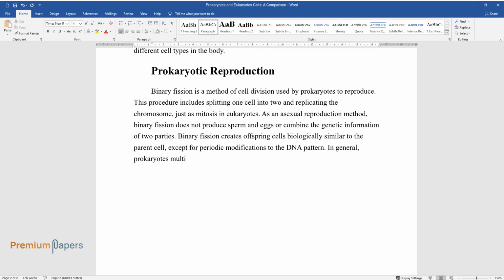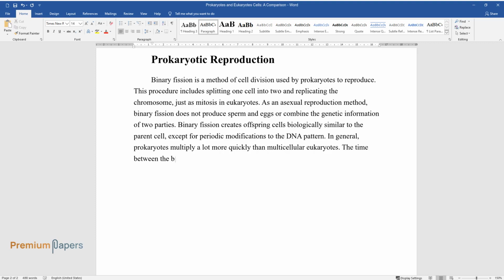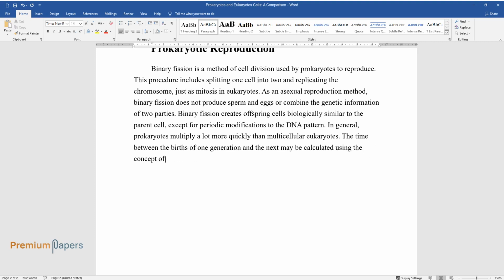In general, prokaryotes multiply a lot more quickly than multicellular eukaryotes. The time between the births of one generation and the next may be calculated using the concept of generation time.